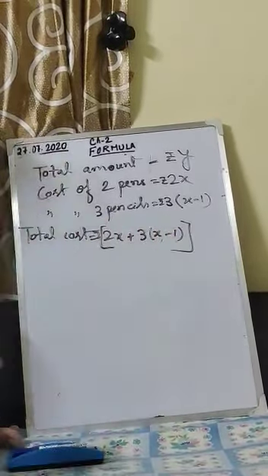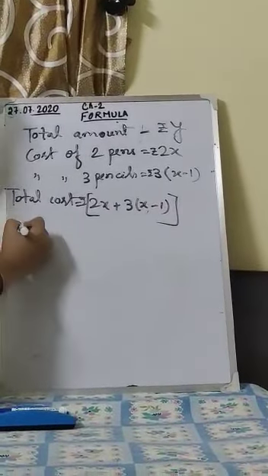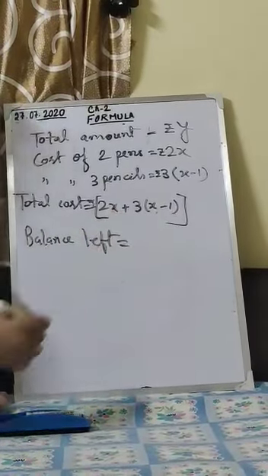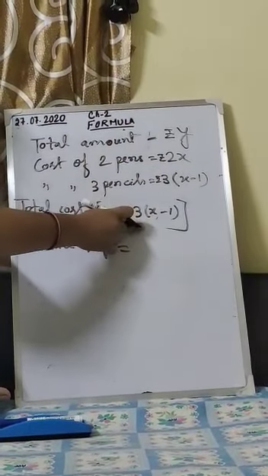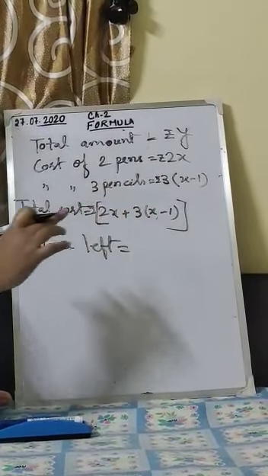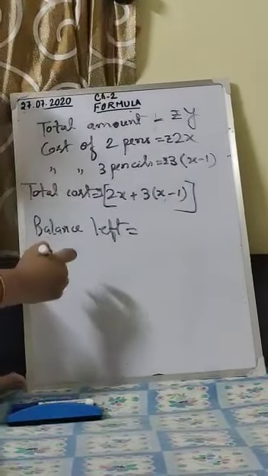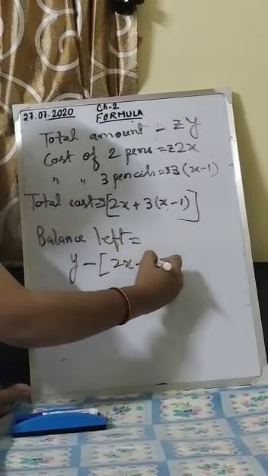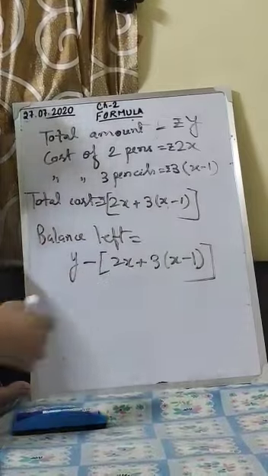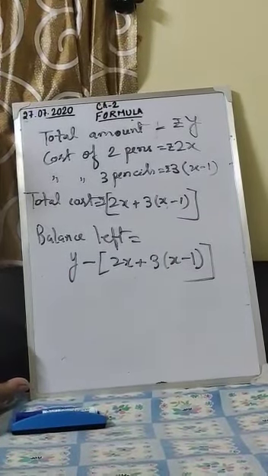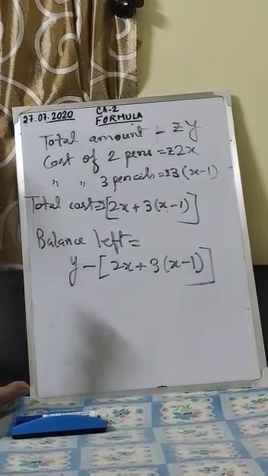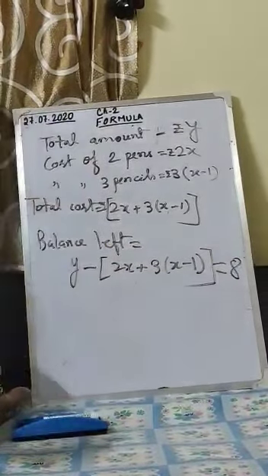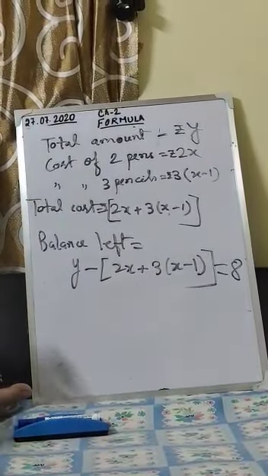Okay. Now the balance left is what? y is the total amount, and this much amount is already spent. So the left amount is y minus 2x plus 3 into x minus 1, right? And now it is given that the balance amount is 8. So you can easily write it equal to 8, that is our answer. Now you find the answer.